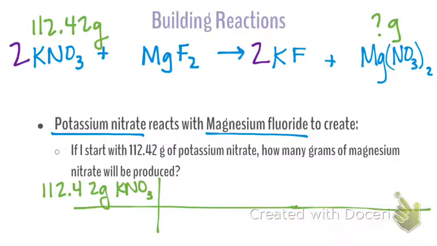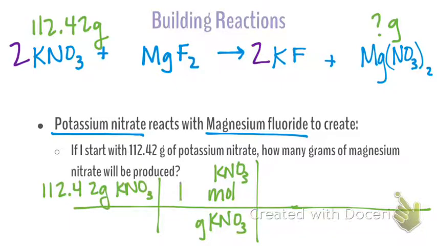In this problem, I was asked for grams of a starting amount and then grams of my product. So will I ever use Avogadro's number? No, right? I don't ever need to put it in there, so don't bother, right? I'm going to go grams of KNO3 to moles of KNO3. Anyone have that molar mass? 101, thank you.